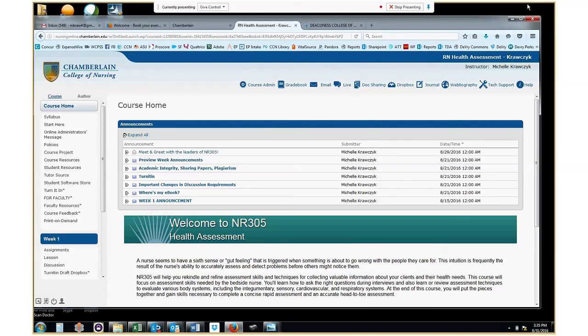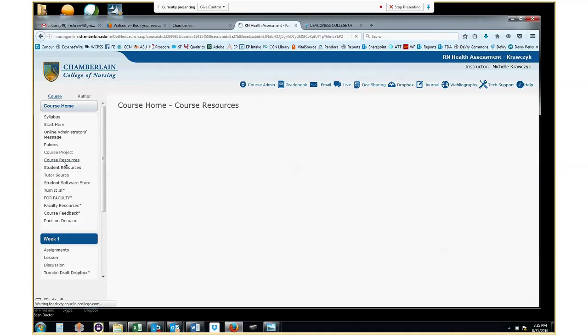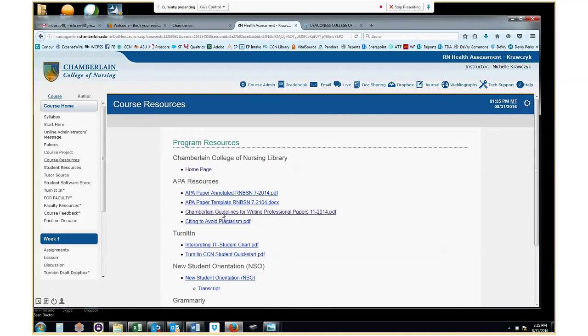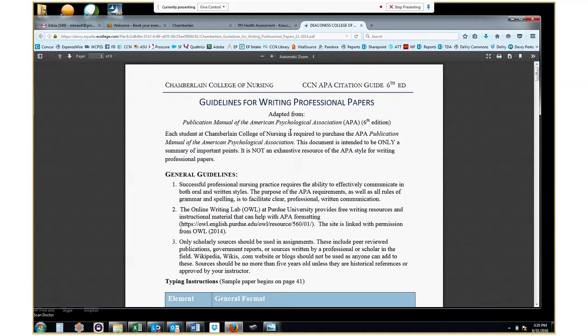Okay, so back to the class. Review the syllabus. One of the things I'd like to show you, one of my favorite documents in the course that oftentimes people do not know about, is the course resources. One of the things in the course resources that I find very, very helpful is the APA template, but also the Chamberlain Guide to Writing Professional Papers. And I have that pulled up right here.